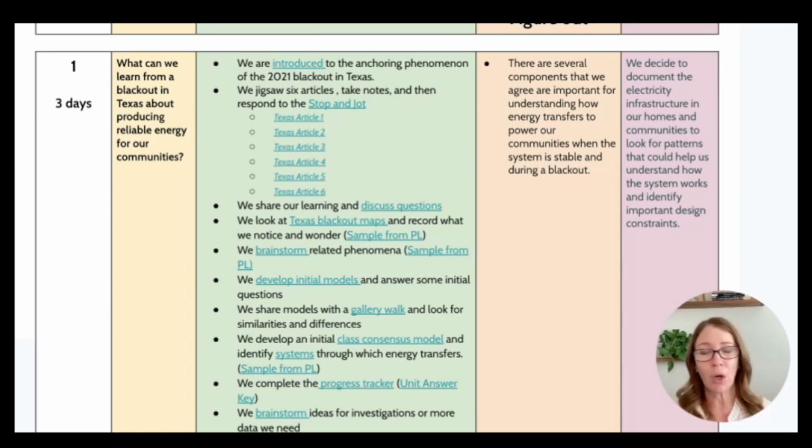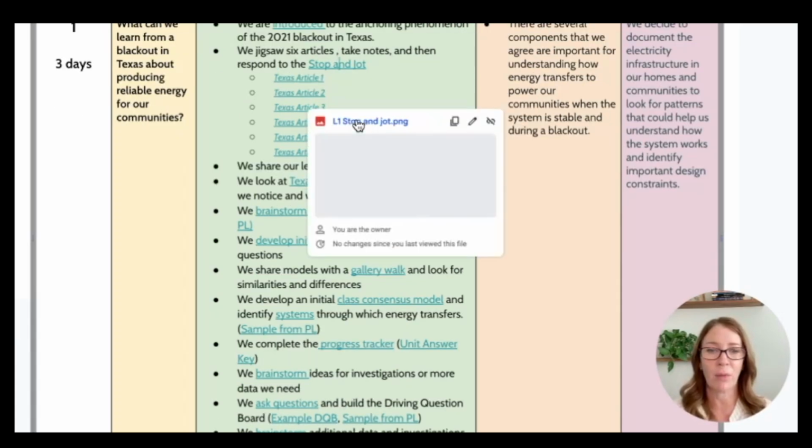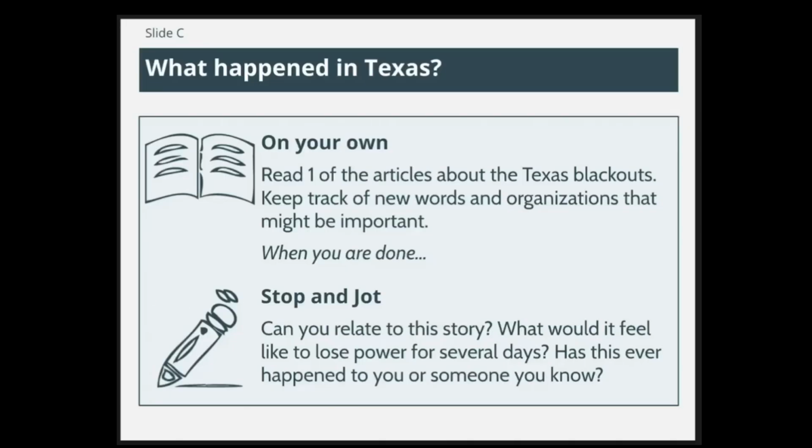They're going to take notes, stop and jot, and then they're going to respond to this slide right here, which is a prompt. They're going to read one article, keep track of any new words, and what might be important. And when they're done, they're going to relate it to themselves. So can you relate to the story?